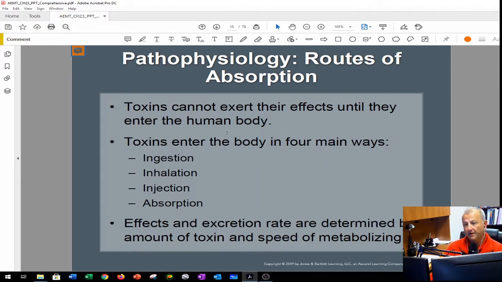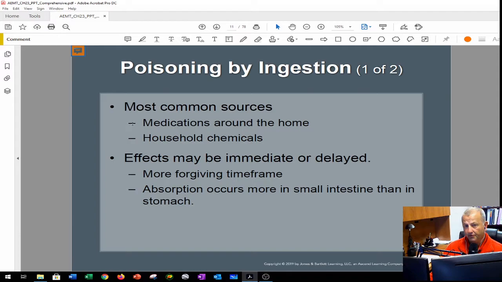All right, so let's talk about the ways drugs can be absorbed. There's 4 ways: ingestion, inhalation, injection, and absorption. Those are the 4 we're going to talk about today. And we'll start with ingestion.